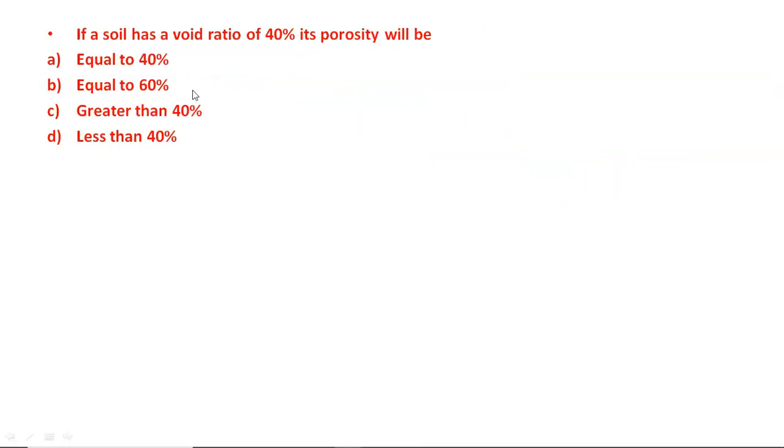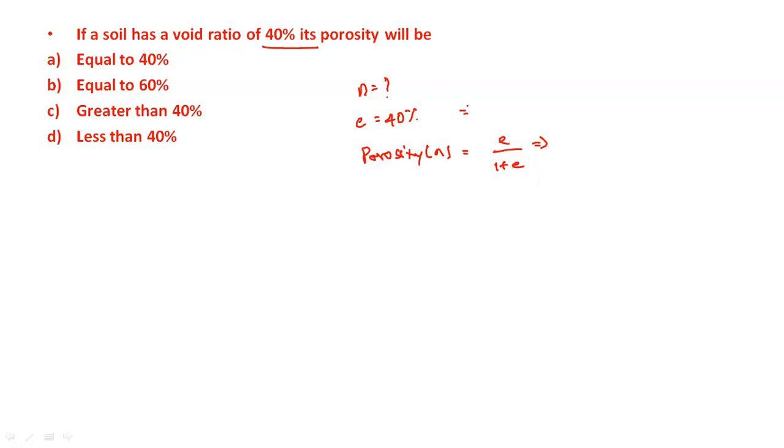Next question: if a soil has a void ratio of 40%, its porosity will be? Porosity means we want to find n. The void ratio e is given as 40%, so e is 0.4. Porosity n is equal to e divided by 1 plus e, so 0.4 divided by 1.4, which is nothing but 0.28. So actually it is less than 40%. So option D is the correct answer.